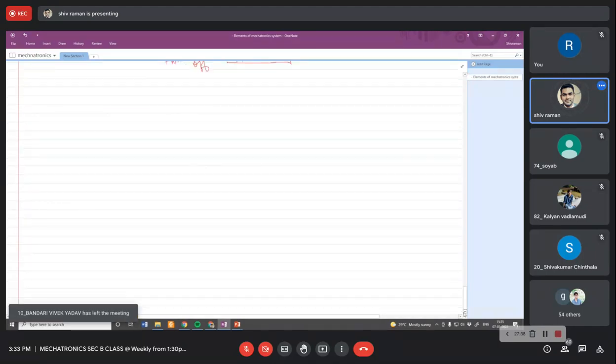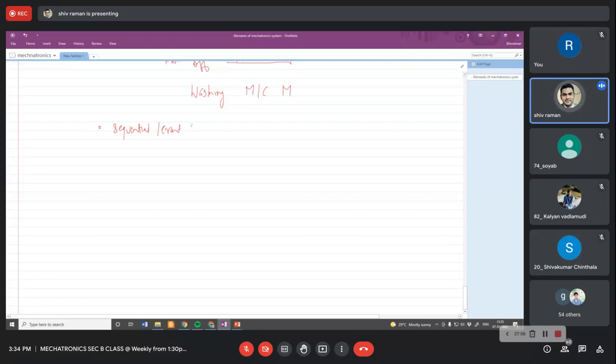Coming to a mechatronic system, we will be discussing a typical mechatronic system which you all are using, that is a washing machine. A washing machine is basically a sequential or event based mechatronic system.